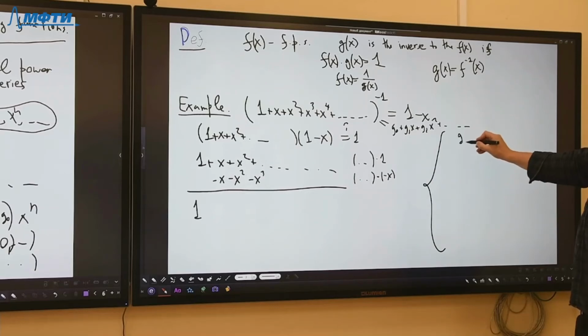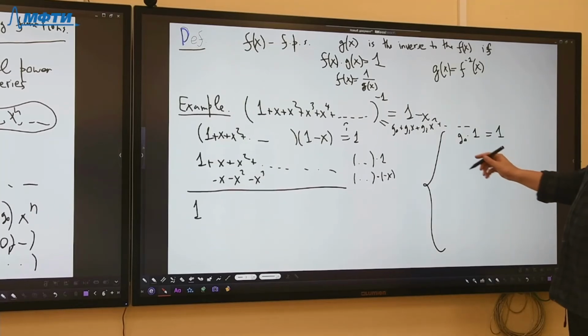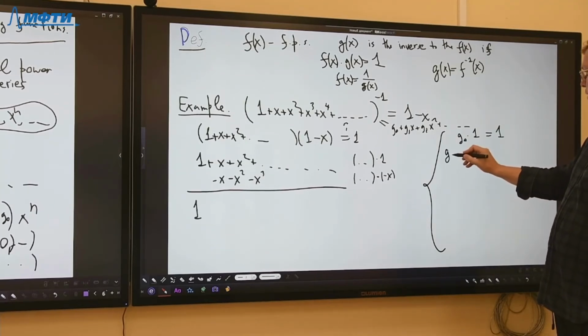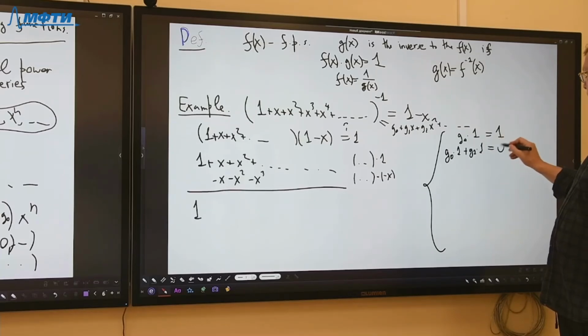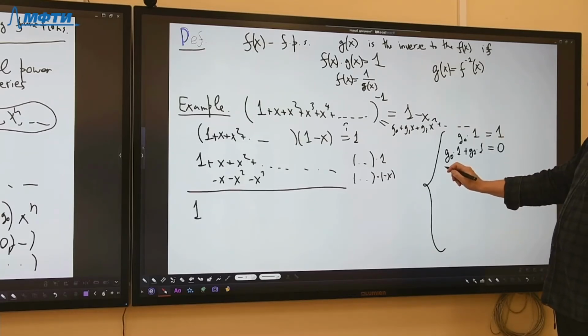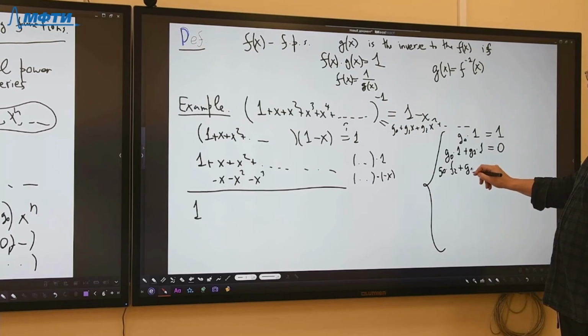The zeroth coefficient will be g0 times 1, and this should be equal to 1. The first coefficient will be g0 times 1 plus g1 times 1, and this should be 0. The second coefficient will be, so I need to write the full expression here.